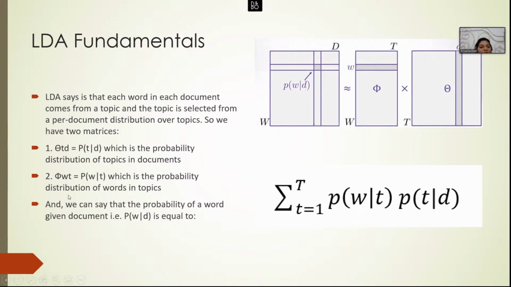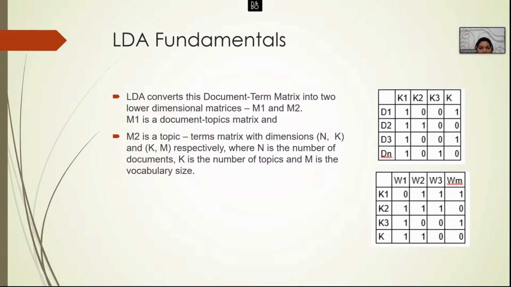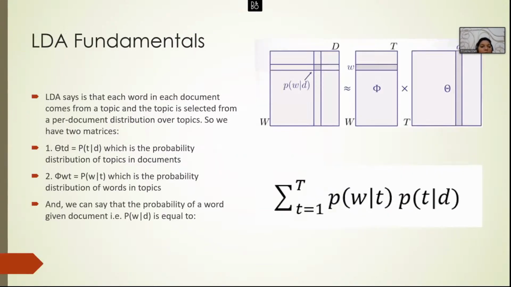Okay, so you have the first probability, which is a distribution of topics in the documents. The first matrix we saw was topics and documents, and the second matrix was words and topics. So we can say that the probability of a word in a document is equal to the first probability multiplied by the second probability: the probability of a word in a topic and a topic in a document. This is essentially the mathematical breakdown of that.